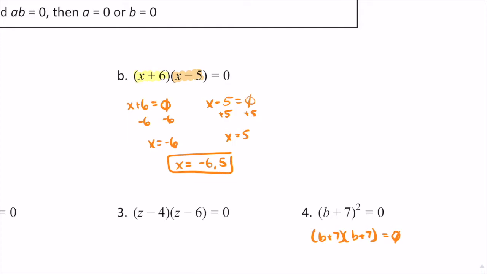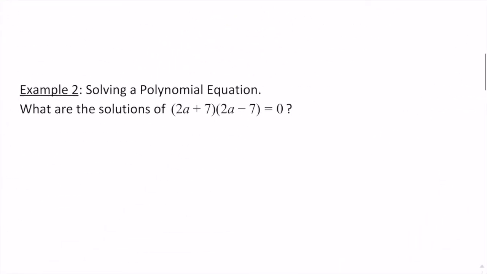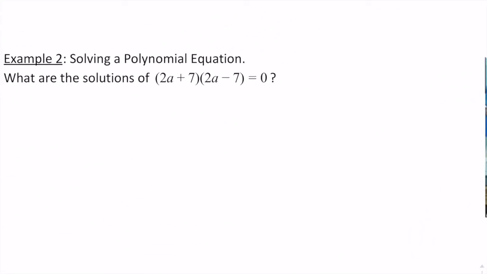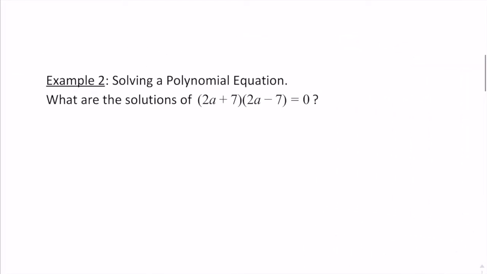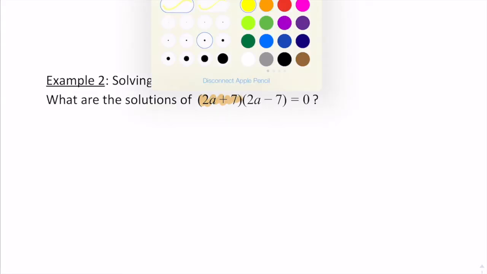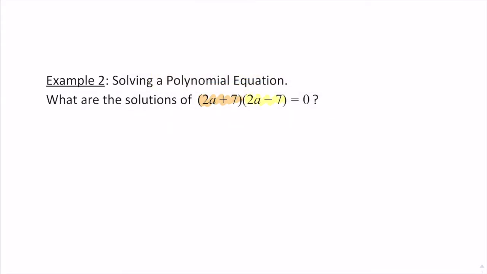Okay, all right, next one. What are the solutions of this? So this is essentially the same thing. You see how I have 2a here, 1, here's 2, equals 0. You must see an equals 0. If you don't see an equals 0, you can't solve it.